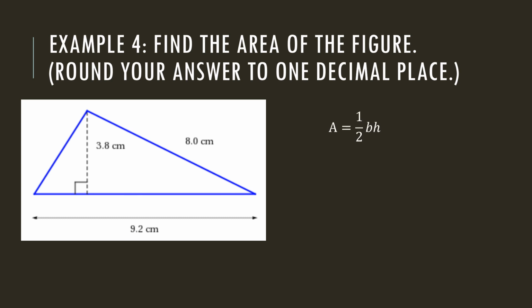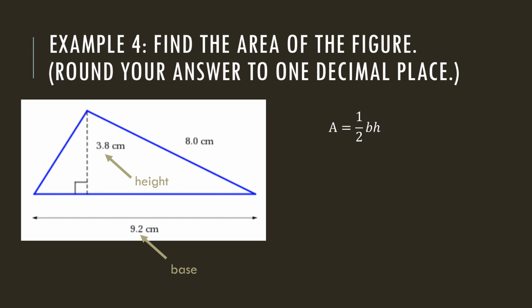So let's identify the base and the height. Here's the base down here at the bottom. That's the width all the way from the left to the right. So the base is 9.2 centimeters. The height is 3.8 centimeters. So all we have to do is just plug those numbers in. Now you have an extra number here that we're not going to use. We're not using that 8.0 centimeters at all, so don't let that confuse you. We only need to use the base and the height.